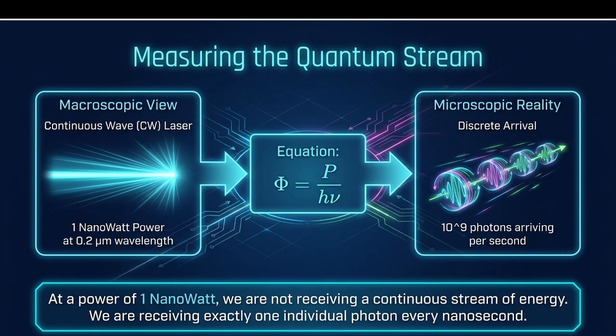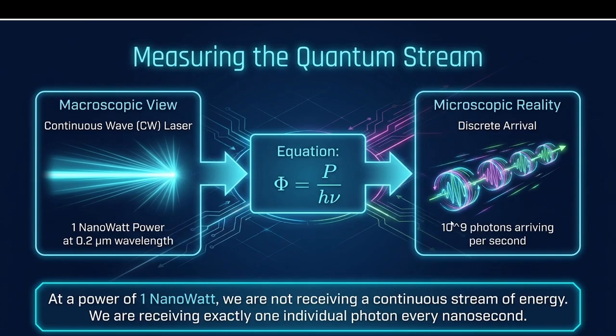If you are talking about the macroscopic view, the CW laser looks like a very shiny and bright light. But if you are talking about 1 nanowatt power at 200 nanometer wavelength, what we need to see is the photon flux density, which depends on the power divided by h nu, the photon energy. The power here is 1 nanowatt, and the frequency we can calculate using the lambda value. According to this, the photon flux density comes to 10 to the power 9 photons per second.